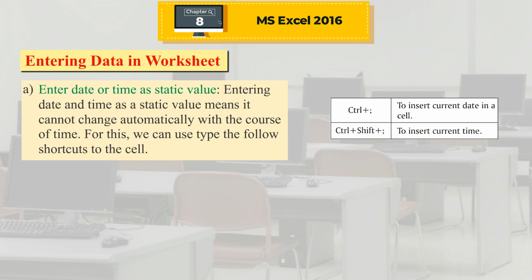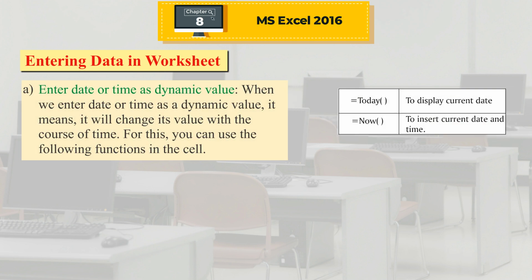A. Enter date or time as static value. Entering date and time as a static value means it cannot change automatically with the course of time. For this, we can type the following shortcuts in the cell. B. Enter date or time as dynamic value. When we enter date or time as a dynamic value, it means it will change its value with the course of time. For this, you can use the following functions in the cell.